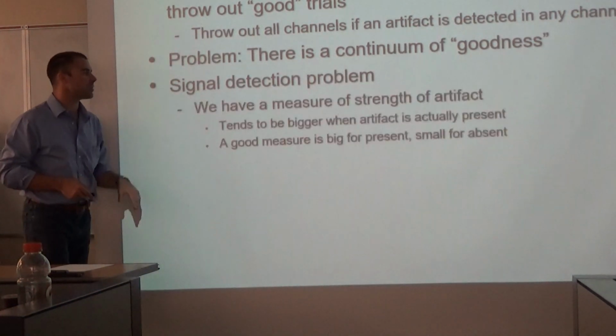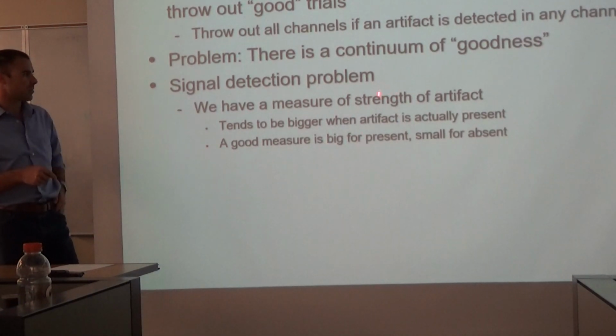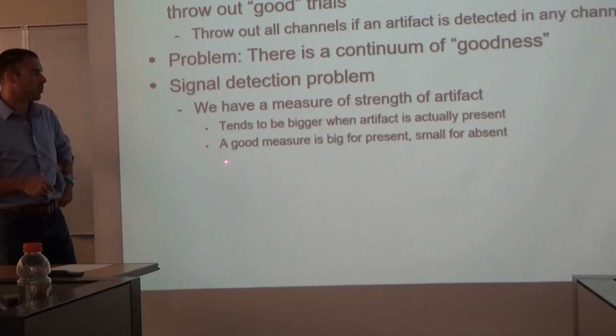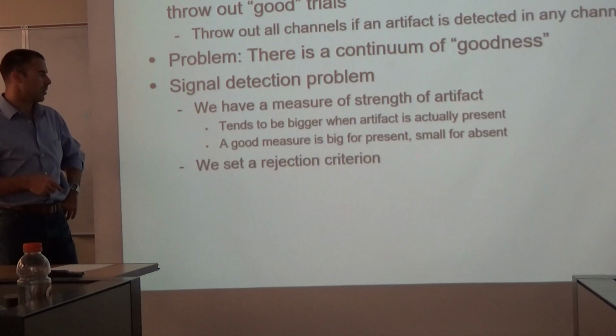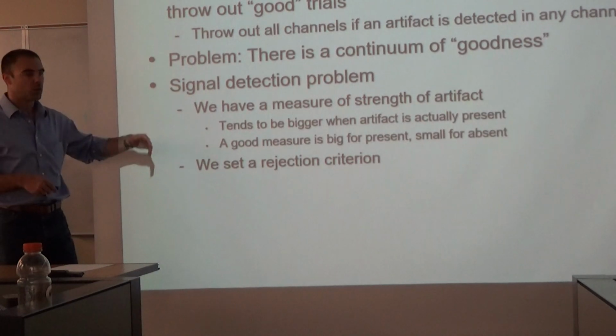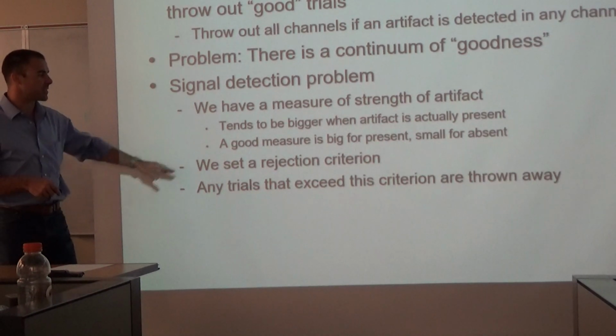And then we also have the issue of detecting the signal as well, okay? So when we have to measure that, the artifact tends to be bigger when the artifact's present, and we want that to be big when it's present, small when it's absent. And so in order to do that, we set a criterion by which we reject it. So this is a little introduction. And so anytime a trial might exceed that criterion.